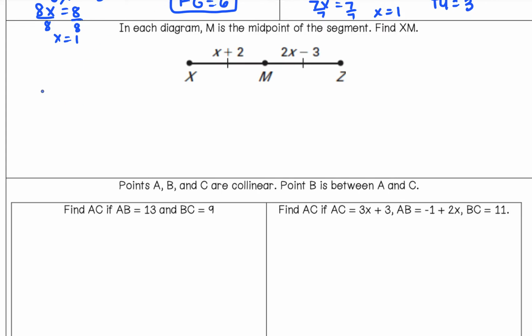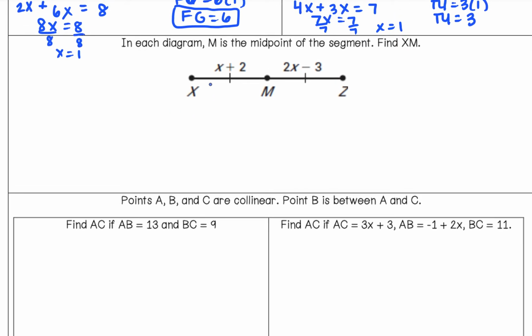So in the first one, we see that in the diagram, M is the midpoint of the segment. So we need to find XM, which means we're looking for the measure of it. So because M is the midpoint, it isn't a word we've talked about, but we can kind of figure out what a midpoint would be. It's that halfway point between 2 points. So because M is halfway between these two, we know that the measure of XM will equal the measure of MZ. That's what the midpoint tells us.